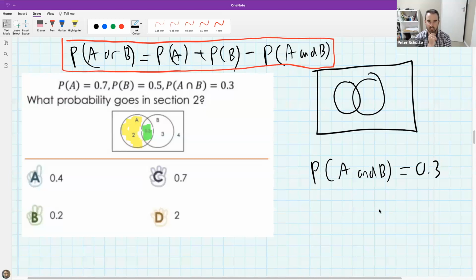Which option do you think is going to be correct? Often students get a bit confused because they're so used to seeing numbers that when they see probabilities, it can sometimes throw them for a loop. So you know the probability of A is 0.7. So you know that this whole region must add up to 0.7, which means if that's 0.3, this must be 0.4, which is that one.